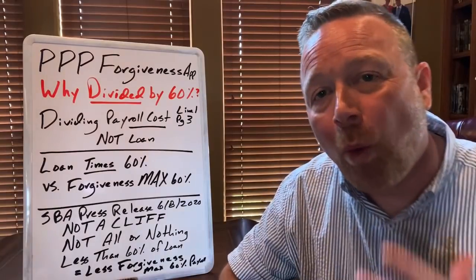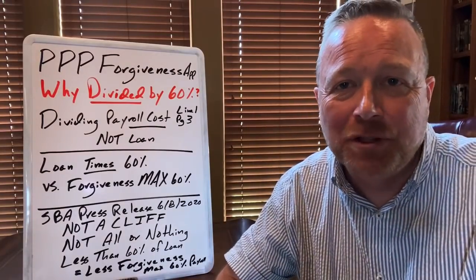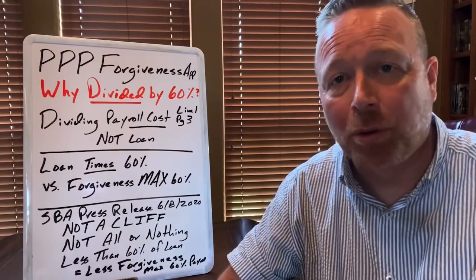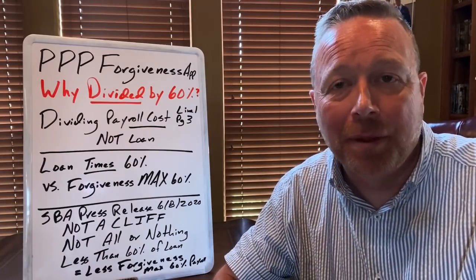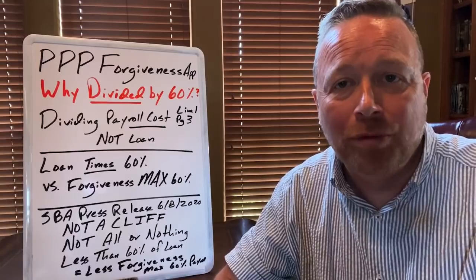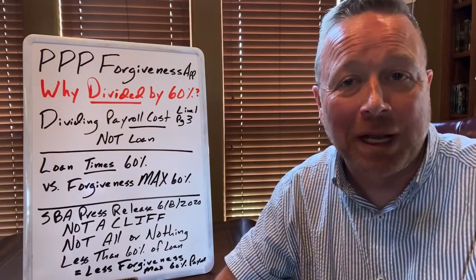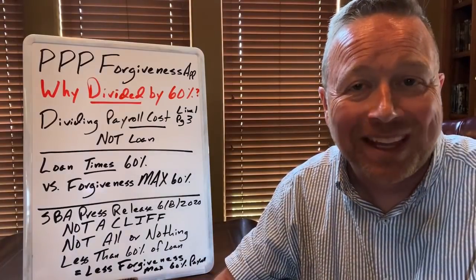Well, why is it divisible by 0.6, 60%? So what are we talking about here? We're talking about the PPP loan forgiveness application, which is determining how much of your loan is forgivable.